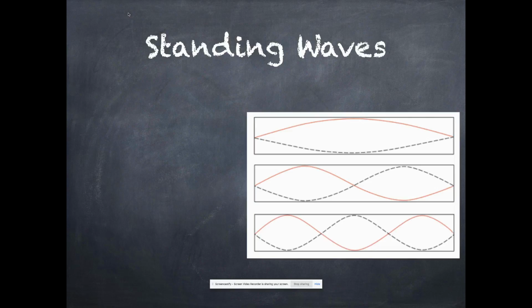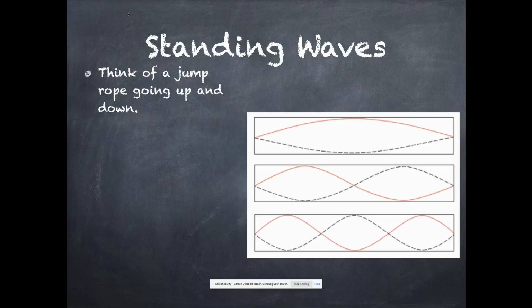Hey everyone, Morgan here. So today we're going to be talking about standing waves and how they relate to electron orbitals. When we're thinking about a standing wave, you can picture something like a jump rope that is going up and down. So it does have the up and down wave motion, but it's not actually traveling left to right.